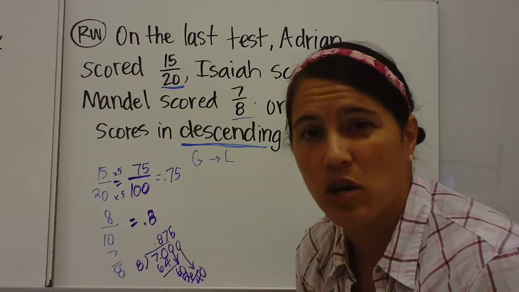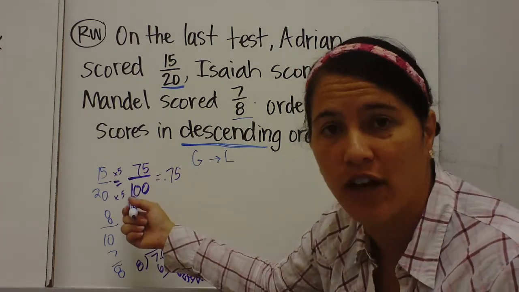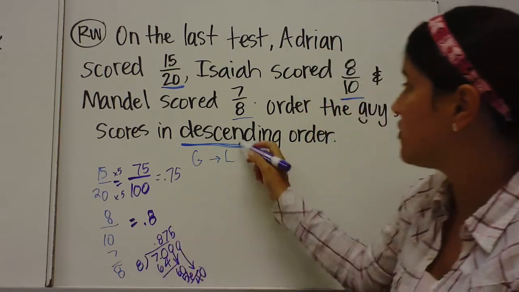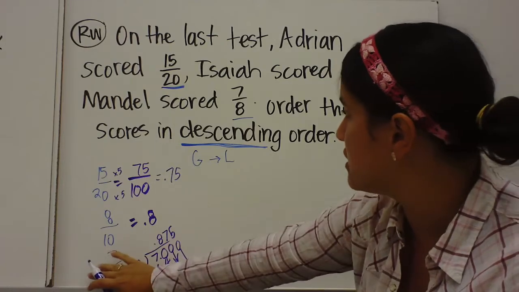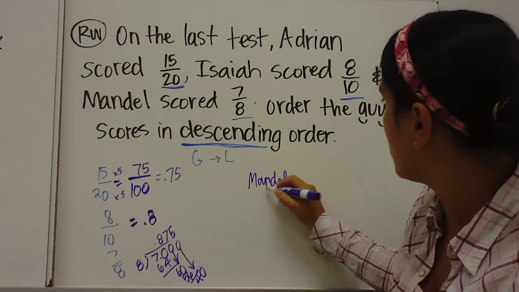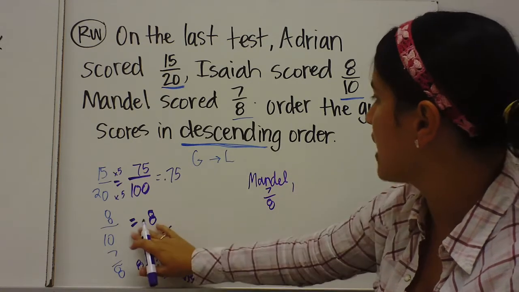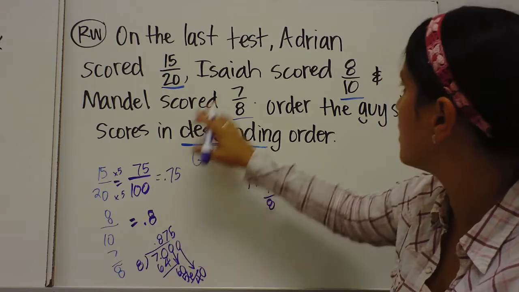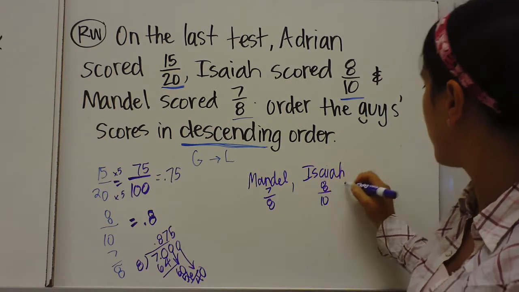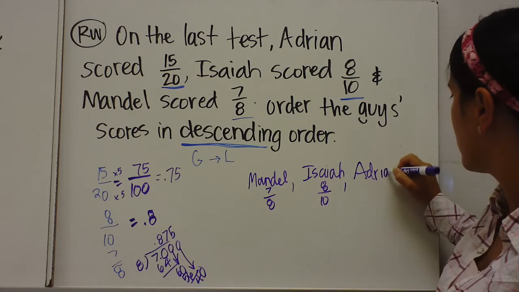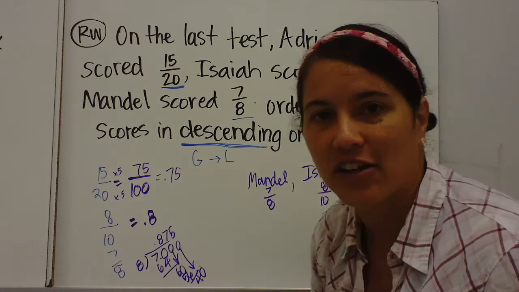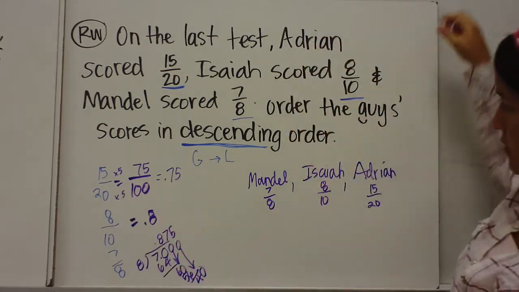So notice I converted them all to decimals. I changed this one to a denominator of 100. This one was a 10, so I already knew. And this one I had to divide. So descending, so the greatest is Mandel. So Mandel got 7/8. The next one is 0.8, which is Isaiah. And then the last one is Adrian with 15 out of 20. So that is how you order them in descending order.